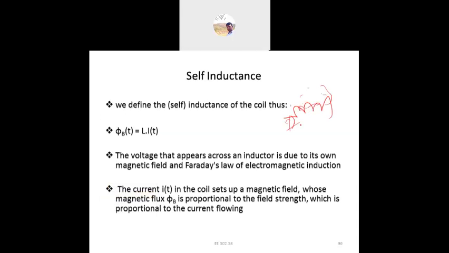Okay, next we'll talk about the power consumed in that. For a resistor we took P is equal to VI. Similarly, for the inductor, what is the power equation? Now we'll take the L value.